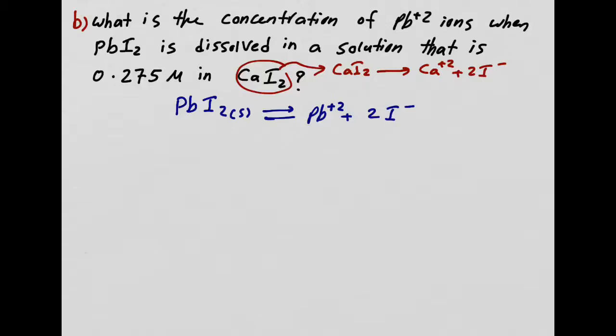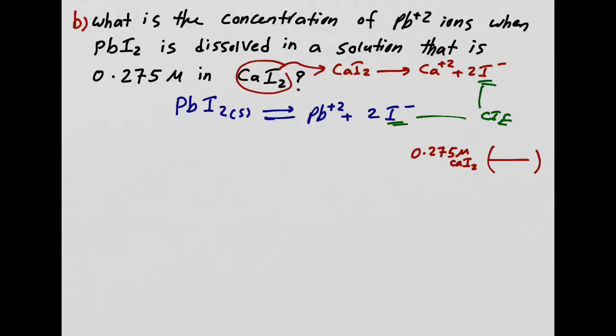Now, what type of problem do we have here? Hopefully, you shouted the answer saying this is a common ion problem. Calcium doesn't really do anything because it's not part of this equilibrium whatsoever, but I minus is part of the equilibrium, right? So here we have I, here we have I. So what type of problem do we have? Common ion effect, right? All right. Now, what I have is 0.275 molar calcium iodide. But my common ion is iodide.